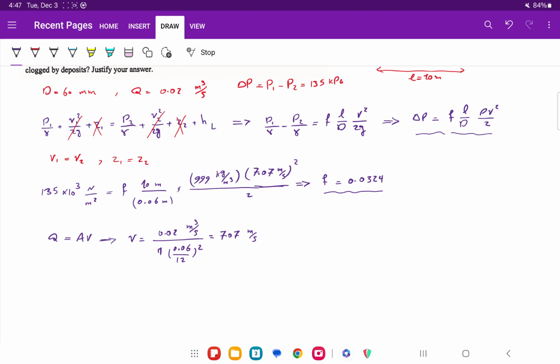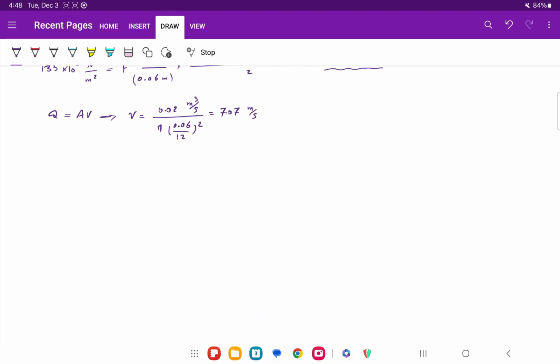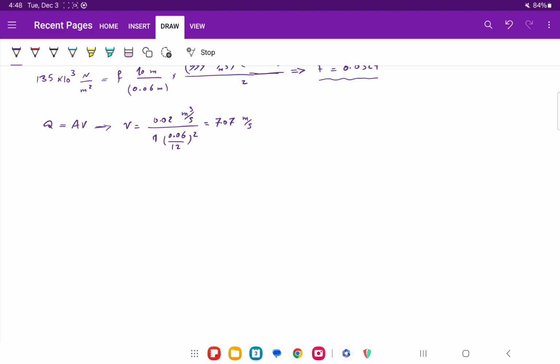So now we should calculate the friction from the Moody chart to see whether it's equal to this friction or less than this friction, because the lines that you have on the Moody diagram show you the friction factor if the pipe is new. So first let me find the Reynolds number, to see whether we have laminar flow or turbulent flow.